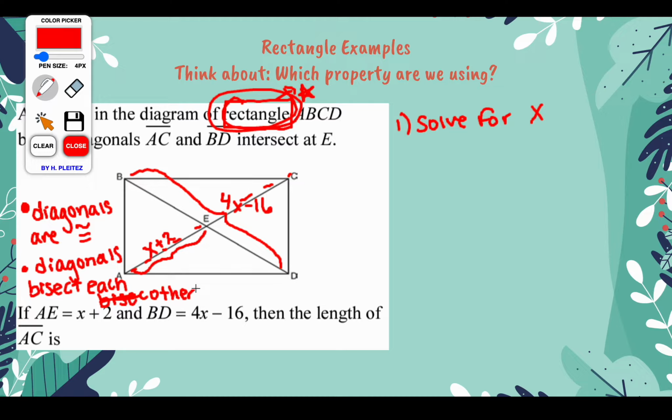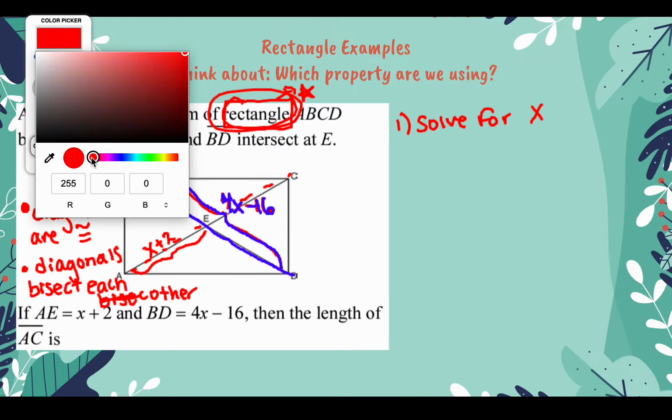Okay, so I think I want to color code this. Let's make this diagonal, let's make that information blue. So 4x minus 16 is the whole value of BD. So I think my first method, and there might be multiple different ways to do it. You guys might see a way that I'm not seeing.